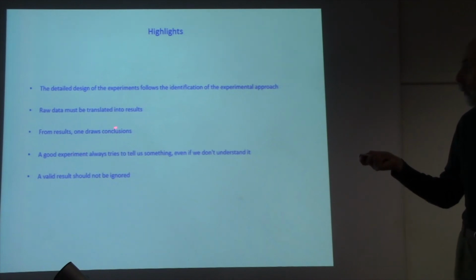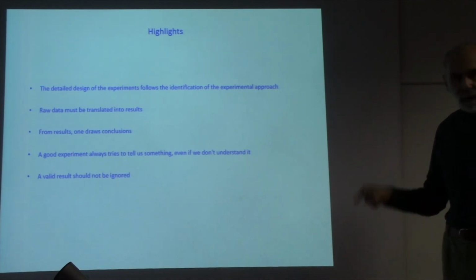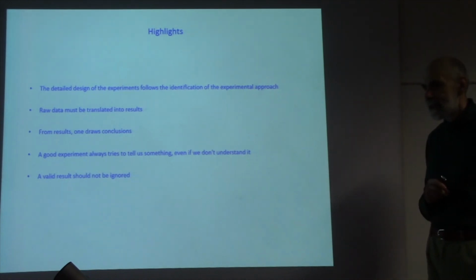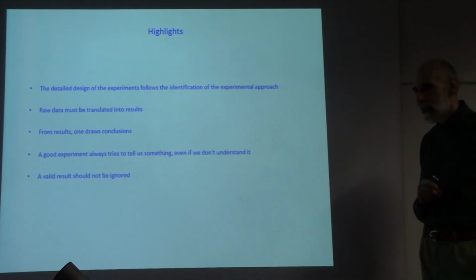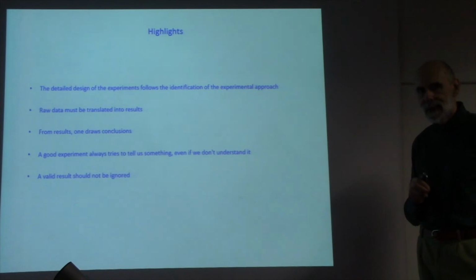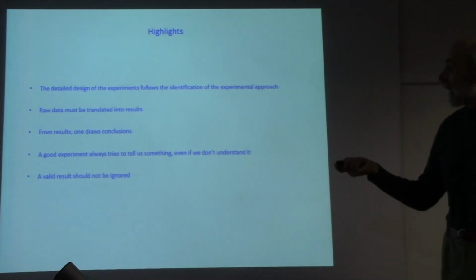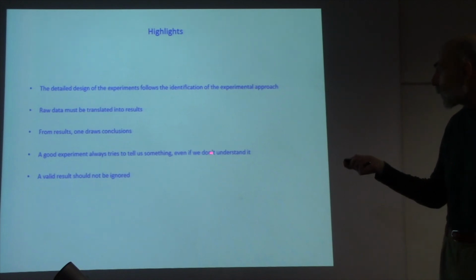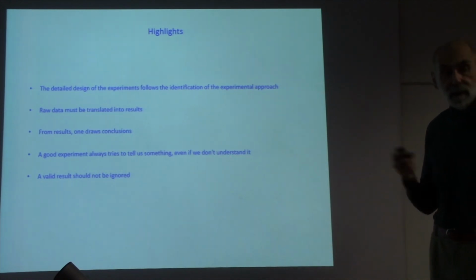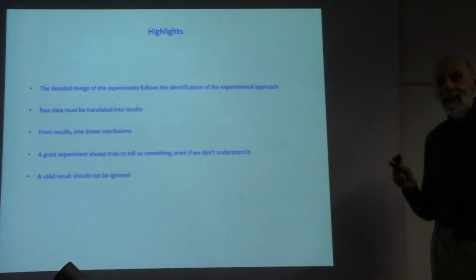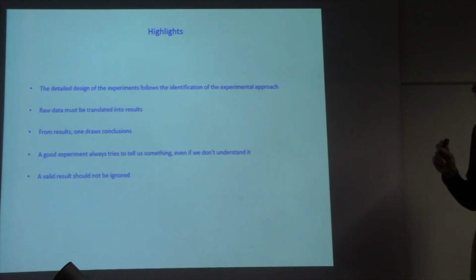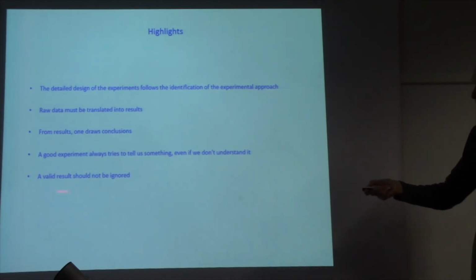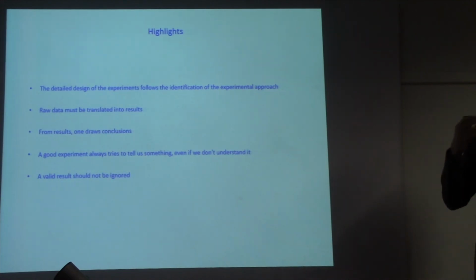From results, one draws conclusions. But remember, conclusions are subjective. They must be drawn based on generalizations, and generalizations are risky. A good experiment always tries to tell us something, even if we don't understand it, or even if we don't want to hear it. And so, a valid result should not be denied, unless you kill the generator of the result.